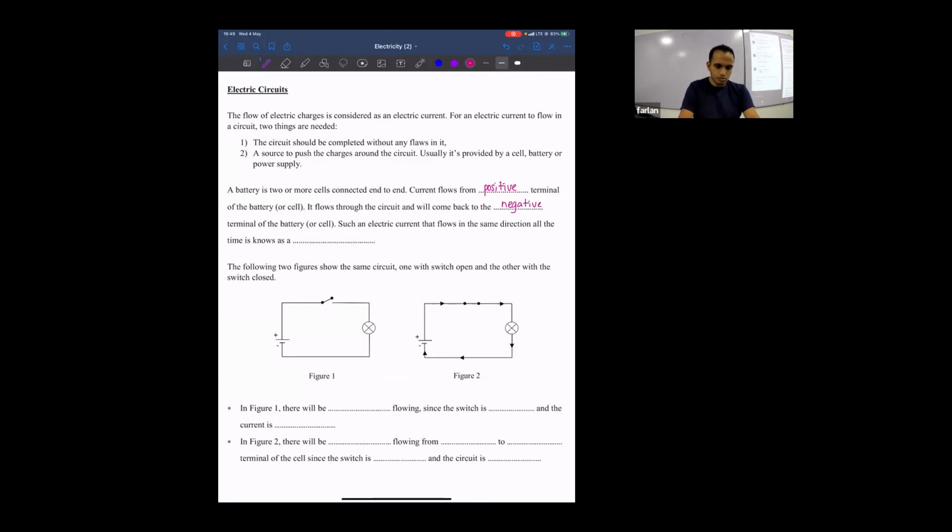It will come back to the negative terminal of the battery. Such an electric current that flows in the same direction all the time is known as a direct current. You call it as a direct current.